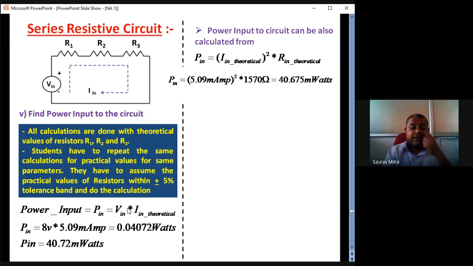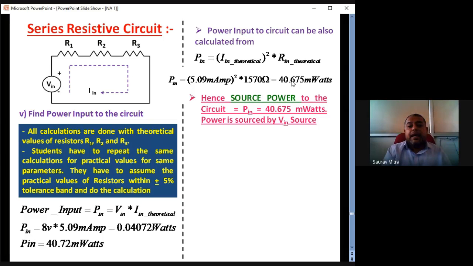So either you go by V in into I in, or you go by I in square into R equivalent. That is going to give you the same power. Any method will do. Hence, source power to the circuit, P in, is equal to 40.675 milliwatts. So I'm taking this value, which is calculated by I square into R equivalent. Power source is V in, current is 5.09 milliampere. Total power given to the circuit is 40.675 milliwatt.